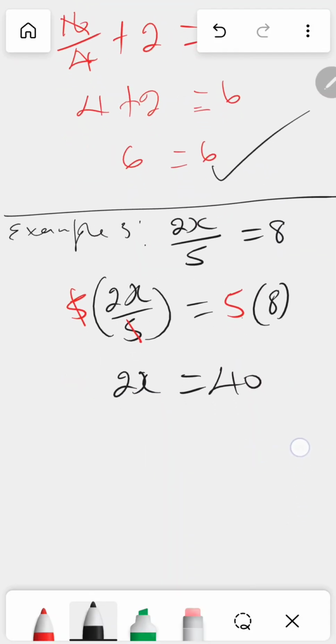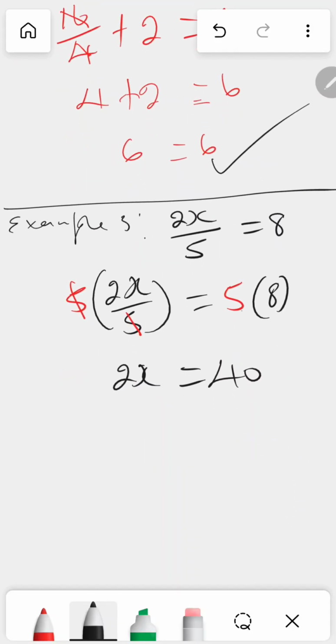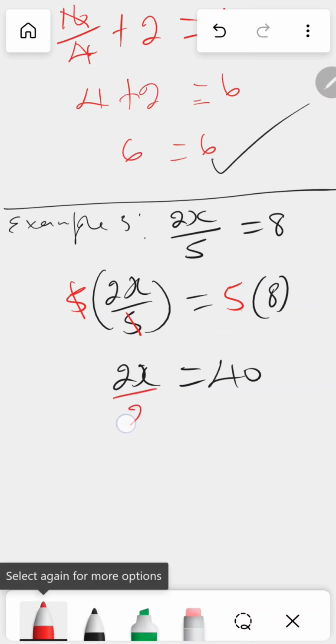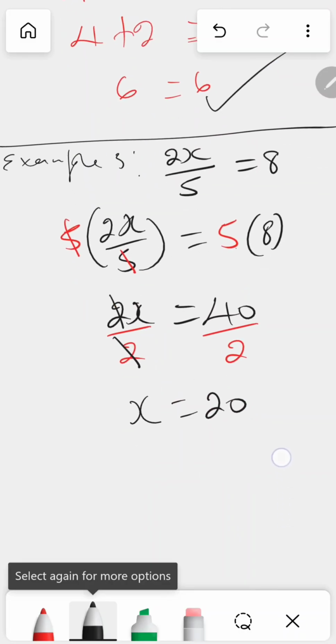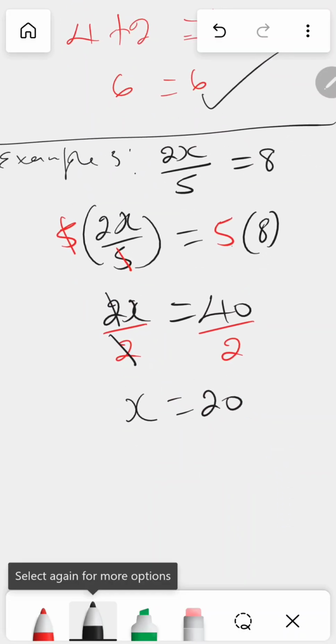From here, we are going to divide both sides by 2. This 2 cancels this one. We are left with x equals 2 into 40 goes 20. So it says x is equal to 20. So let's go ahead and check our answers.